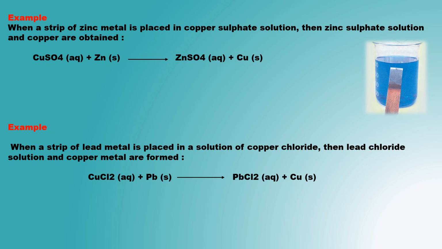When a strip of lead metal is placed in a solution of copper chloride, then lead chloride solution and copper metal are formed. CuCl2 plus Pb give rise to PbCl2 plus Cu. In this case, lead displaces copper from copper chloride solution. The green color of copper chloride solution fades due to the formation of colorless solution of lead chloride. A red-brown layer of copper metal is deposited on the lead strip. Lead is able to displace copper from copper chloride solution because lead is more reactive than copper. Another point to be noted is that copper chloride used in this reaction is actually copper(II) chloride.